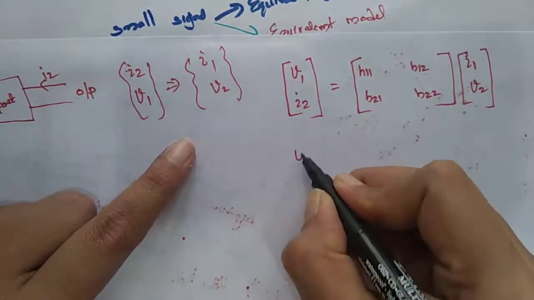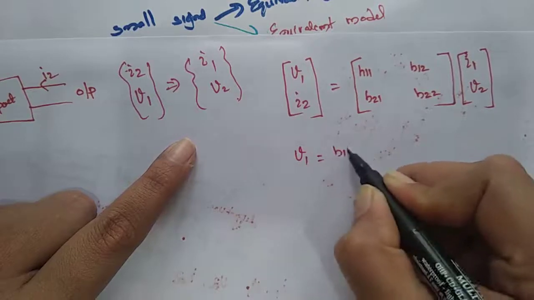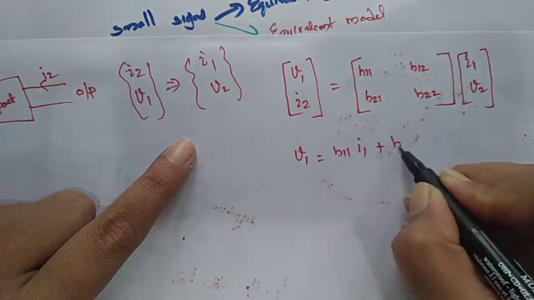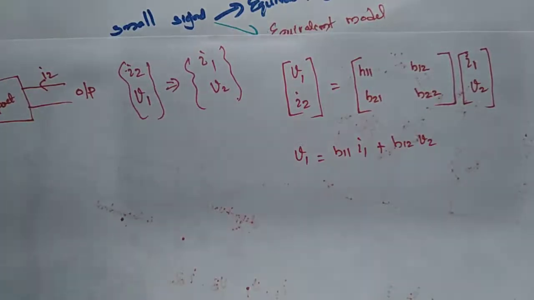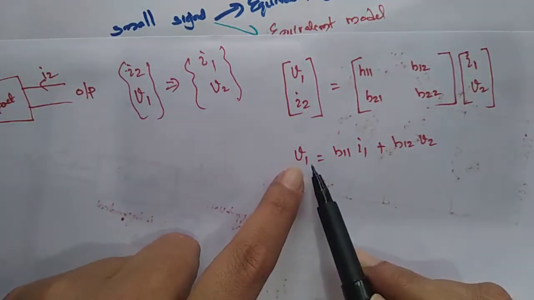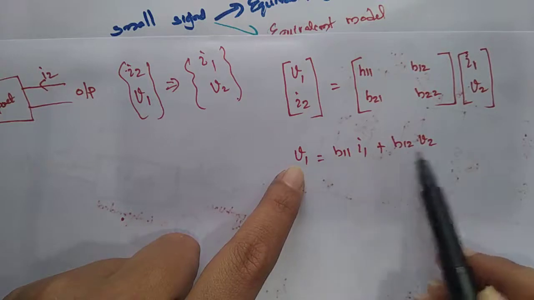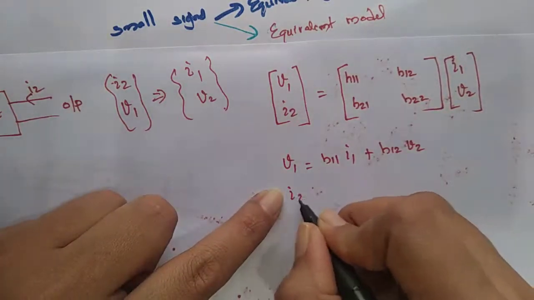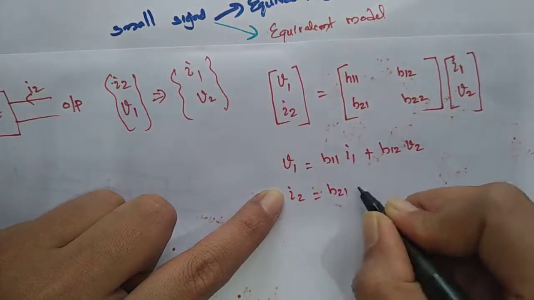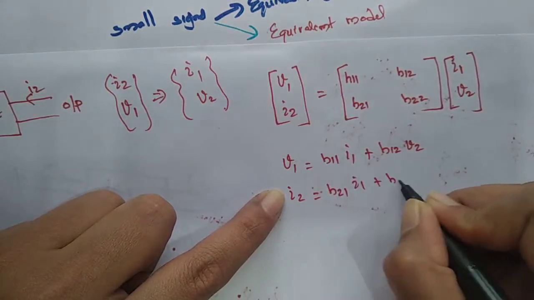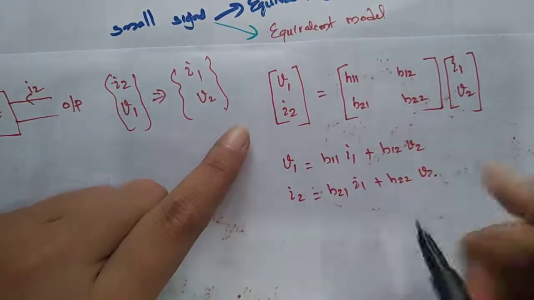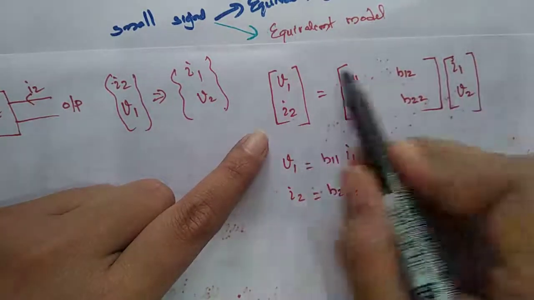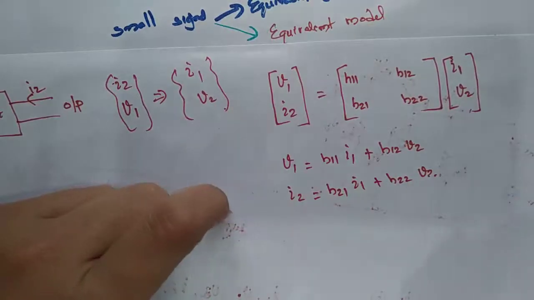So that I can represent V1 is equal to H11 I1 plus H12 V2. That means this dependent voltage V1, I can write in terms of I1 and V2. V1 is equal to H11 I1 plus H12 V2, and I can also write I2 is equal to H21 I1 plus H22 into V2. So for the hybrid model, what you have to study? You have to learn this equation by heart.